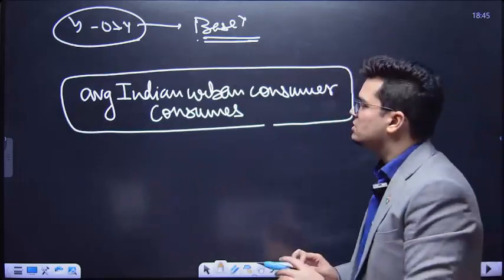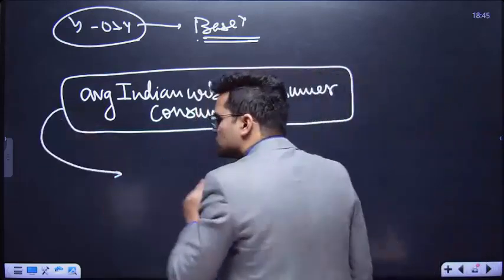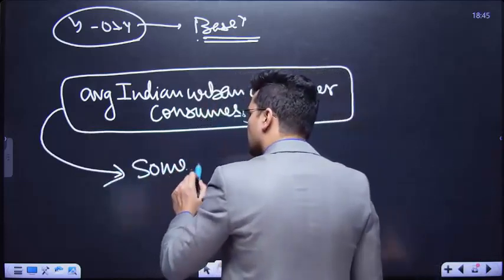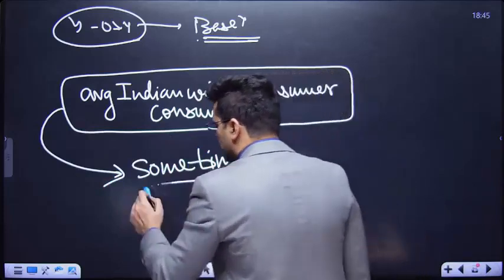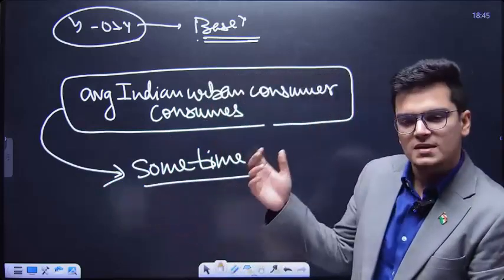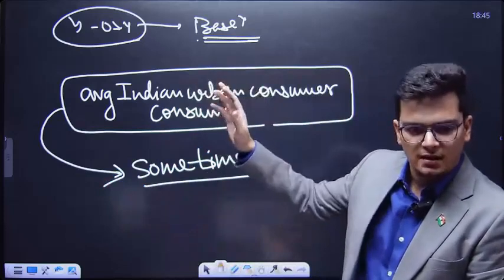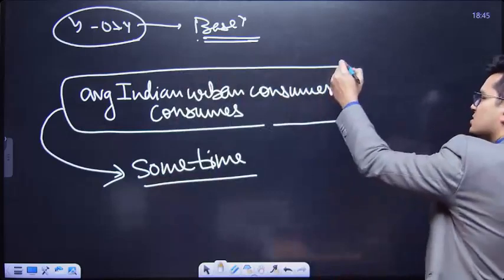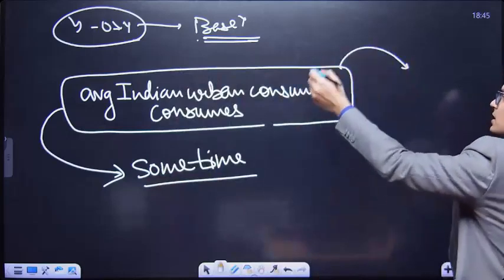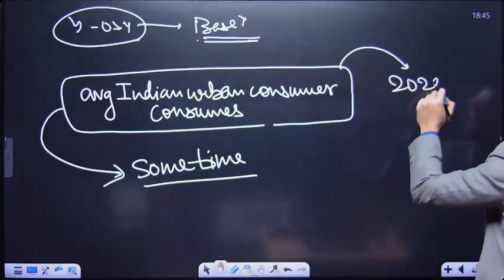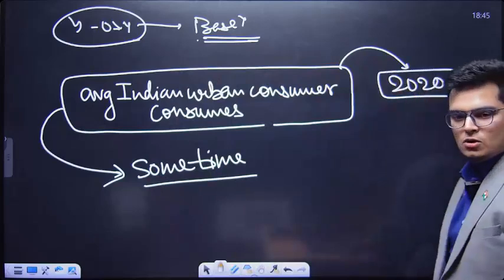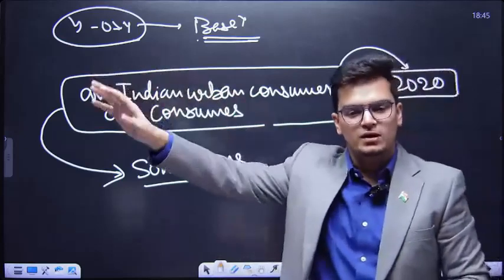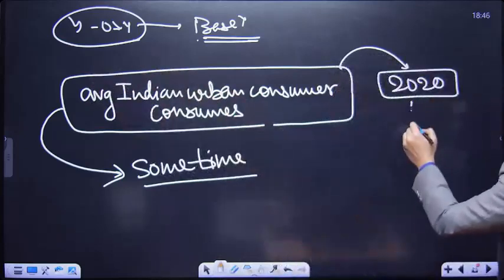आई विल हैव टू सी व्हाट द एवरेज इंडियन. टू सी दिस, आई विल हैव टू सिलेक्ट दिस एट सम टाइम. एट सम टाइम आई विल हैव टू मेजर दिस. आई कैन नॉट मेजर दिस विली निली. जब मेरा मन करा देख लिया, किसी टाइम पे मेजर करना पड़ेगा. So I will see what the average Indian urban consumer consumed in the year 2020. 2020 में जो भी एवरेज इंडियन कंज्यूमर ने कंज्यूम किया, दैट विल बी माय बास्केट.